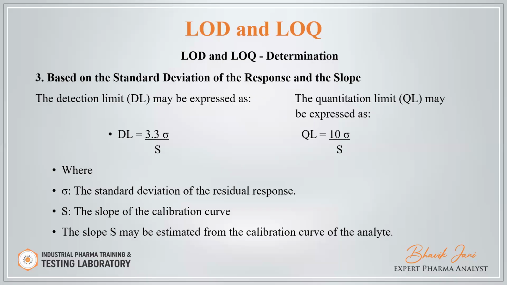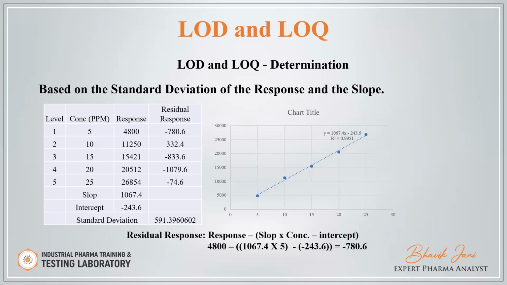So now we will understand how to determine the slope and the sigma, the standard deviation. The sigma is the standard deviation of the residual response, and the S is the slope of the calibration curve.